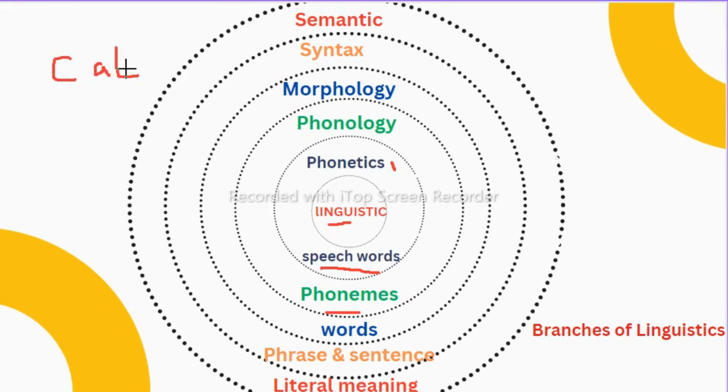So here cat and cell. You can see I have used the same letter C in both, but in both words I am pronouncing this letter C differently. So this is the phonemic unit of sound. This brings the change in meaning. So we should know the correct pronunciation: in cat we pronounce C as ka, but in cell we pronounce C as sa.